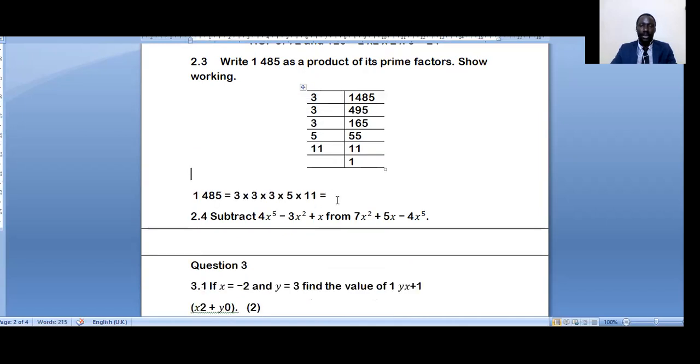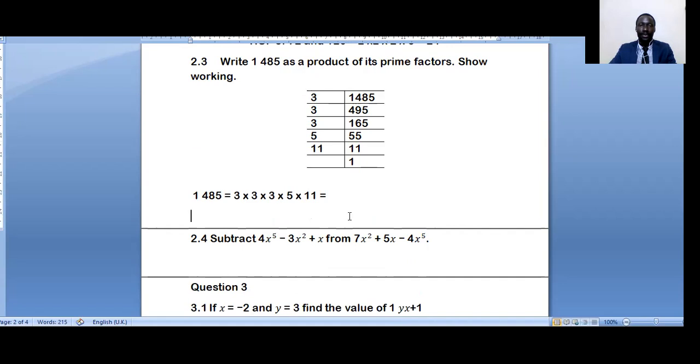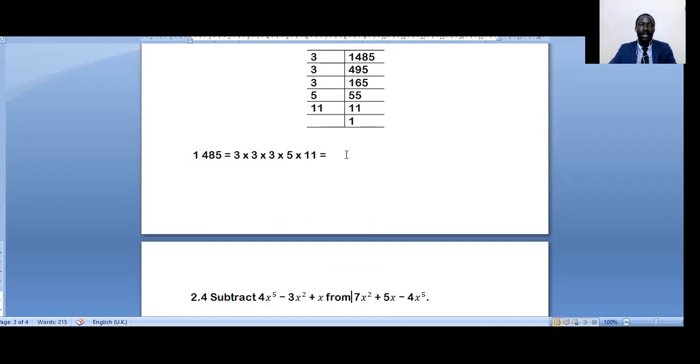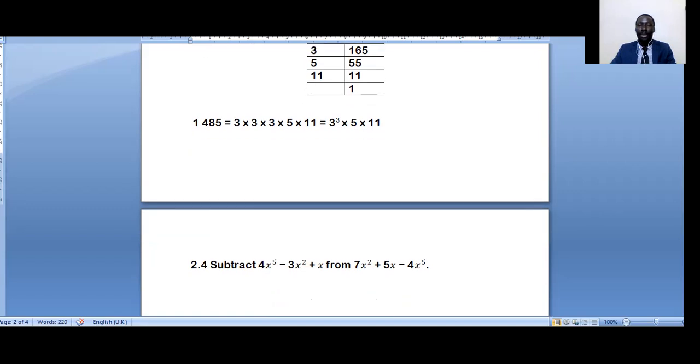Yes, so we could write this as 3 times 3 times 3, that is 3 cubed, times 5 times 11. The cube is written like this. So 3 cubed times 5 times 11. You could stop here, it's fine, or you could write like that. So that becomes the answer to question 2.3.